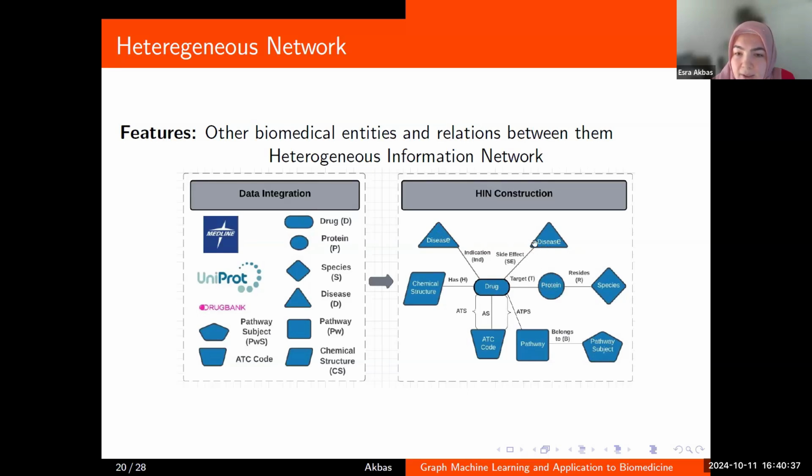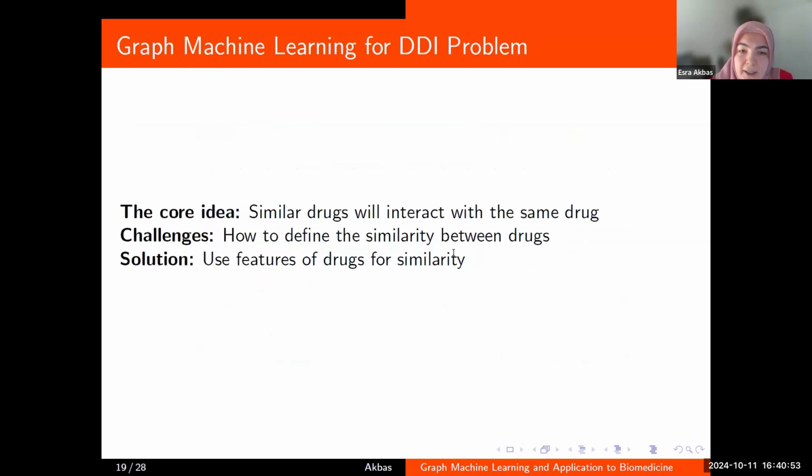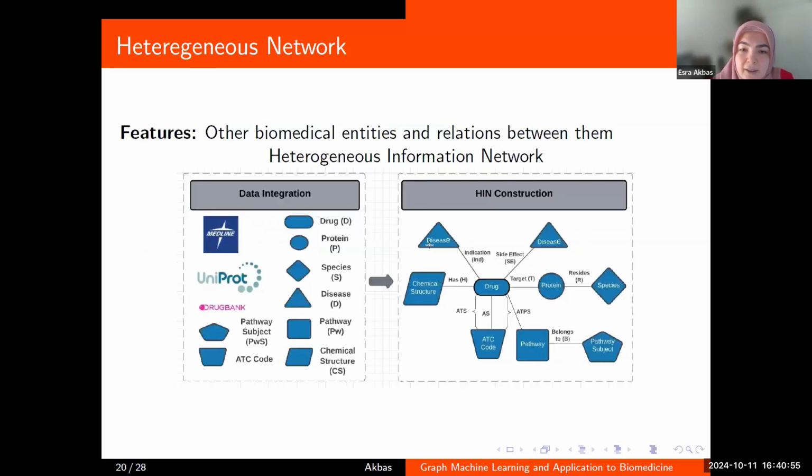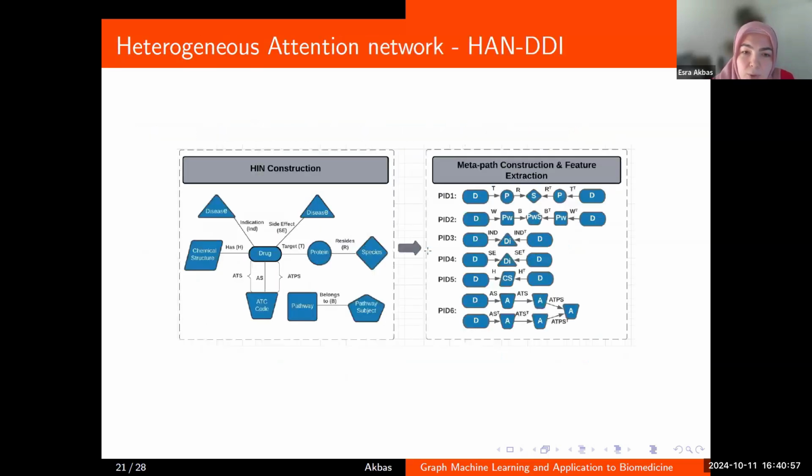Even when we look at disease, a drug can cause a side effect, and a drug can also cure a disease. So we have different relations between drug and disease. After defining these relations, we need to define similarity between the drugs. How will we do that?